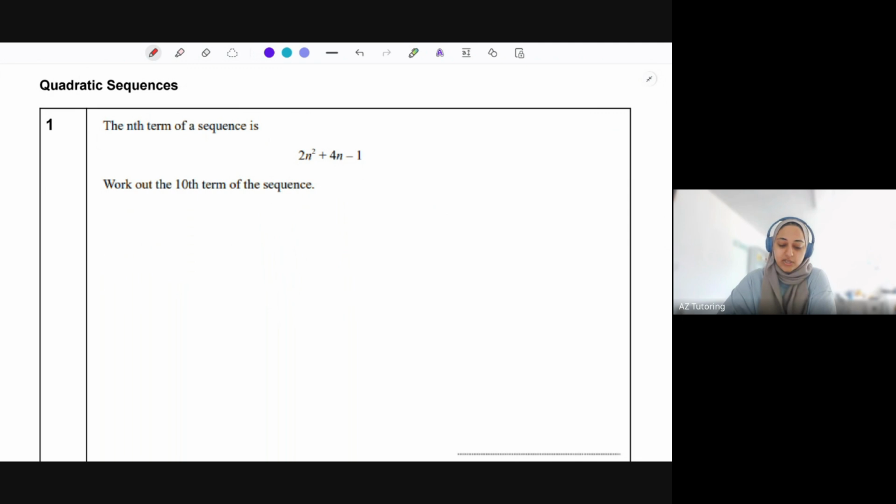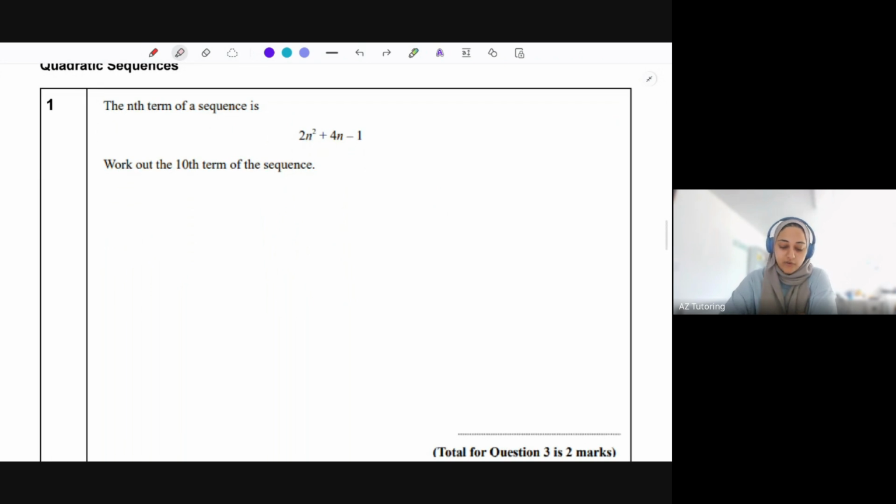So it says the nth term of a sequence is 2n squared plus 4n minus 1. So I can see it's a quadratic sequence because it's got an n squared, it's got an n and a number. So it's in the form ax squared plus bx plus c. So we know it's a quadratic sequence. This one is straightforward. It's saying work out the 10th term of the sequence.